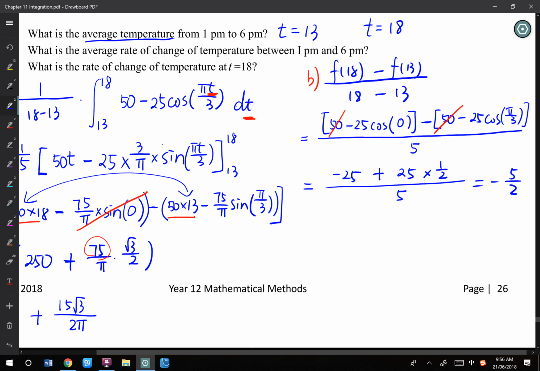So the average rate of change of the temperature between 1 p.m. to 6 p.m. is negative 5 over 2. So it's a decreasing rate. The temperature is decreasing 2.5 degrees every hour. Okay, it's decreasing 2.5 degrees every hour.